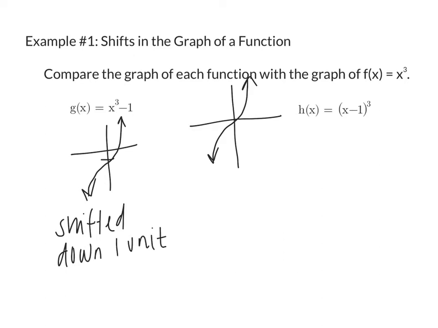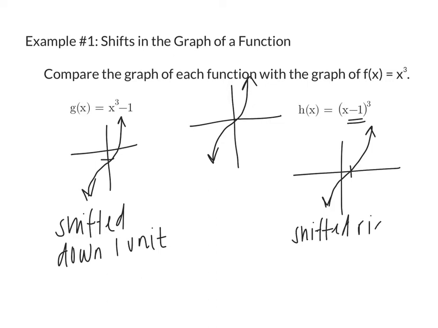Okay. On the one on the right, h of x equals (x minus 1) cubed. What happens to that one is because the x minus 1 is on the inside, we don't go in the direction of what we think, which we would think we would go to the left one. We're actually going to go to the right one. So it's going to shift to the right 1 unit. So shifted right 1 unit. Okay.